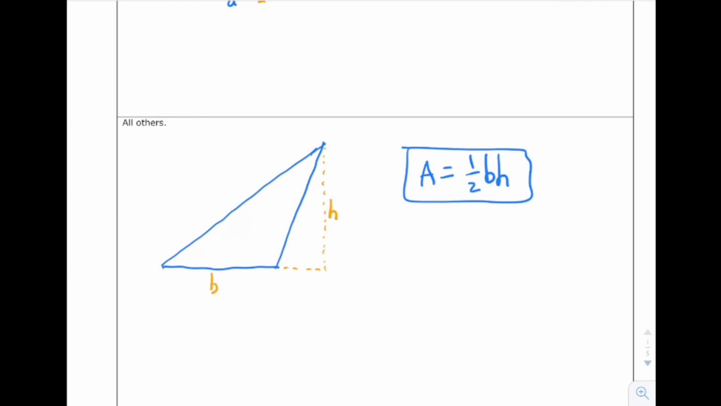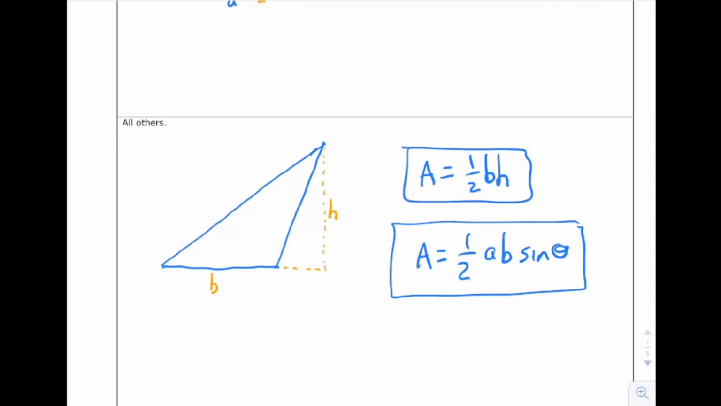Or you might remember from not so long ago, I talked about my very favorite area formula for triangles. 1/2 AB times the sine of theta. Remember this one? The nice thing is that A and B can be any two sides. I was going to say two adjacent sides, but no matter which two sides you choose, they're going to be adjacent, right? So those are two sides, and then this is the angle between them. It has to be between the two sides.